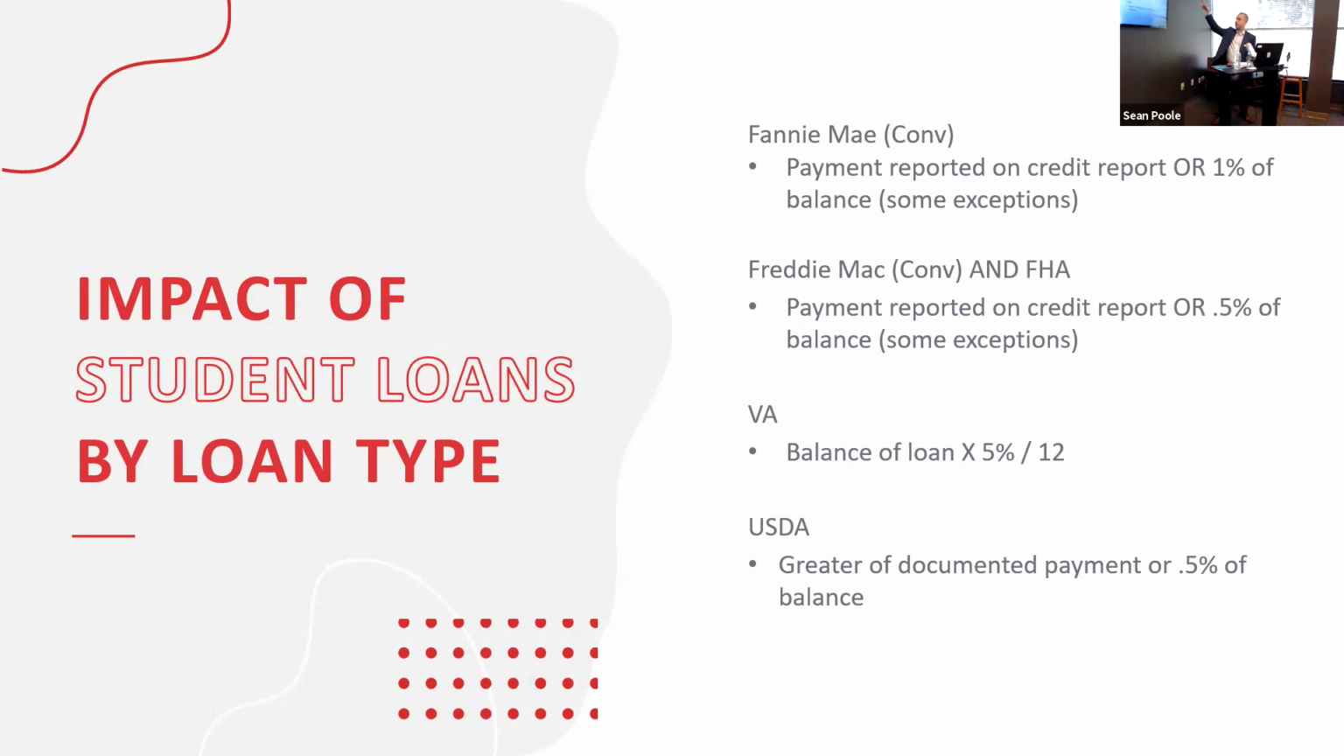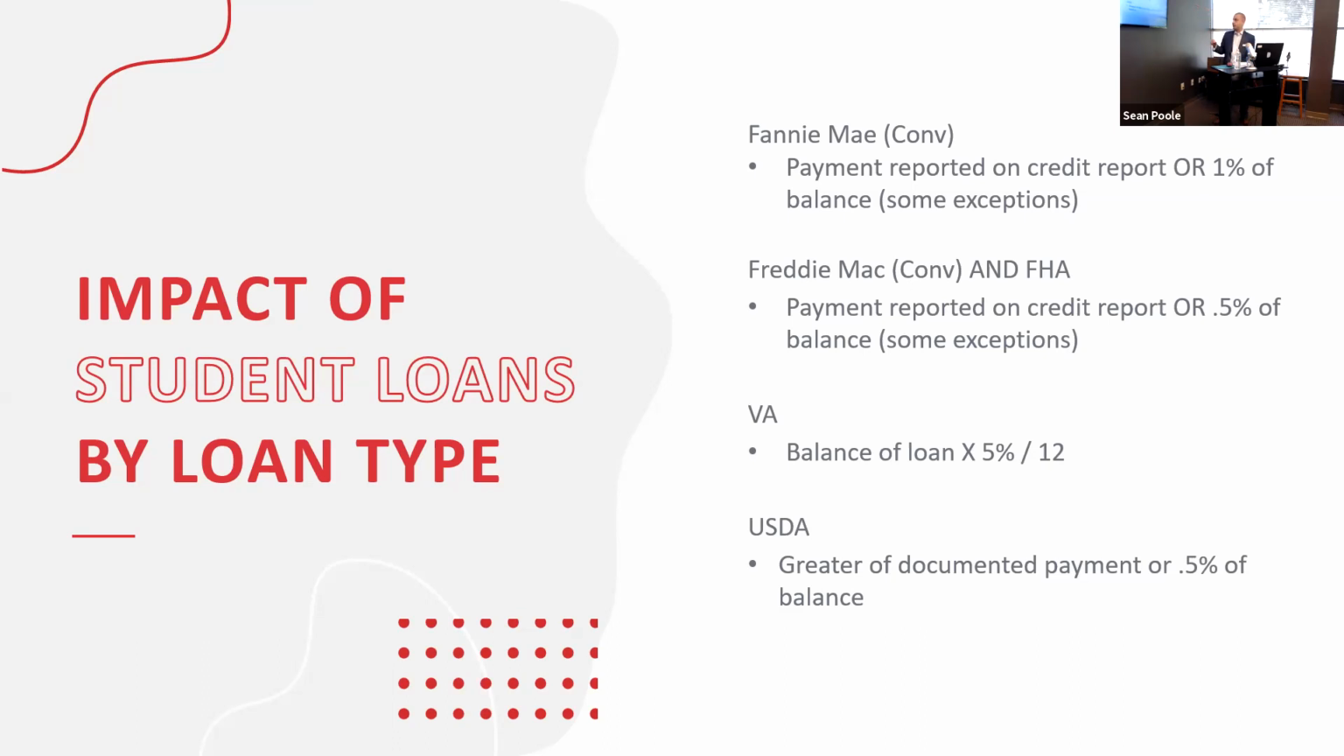Fannie Mae counts a little bit higher balance if it's in forbearance or not in repayment and in deferment. But if it's on the credit report, and let's say it's a $20 a month hit, then that's all we have to count against you. Fannie Mae, Freddie Mac and FHA are similar.